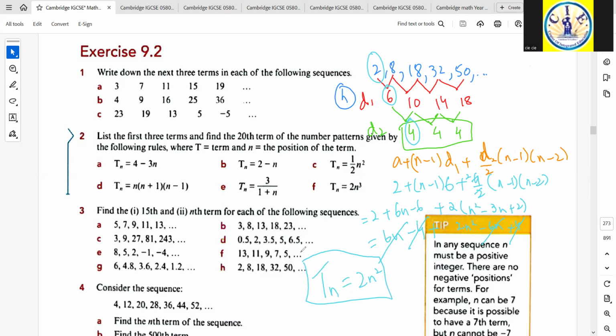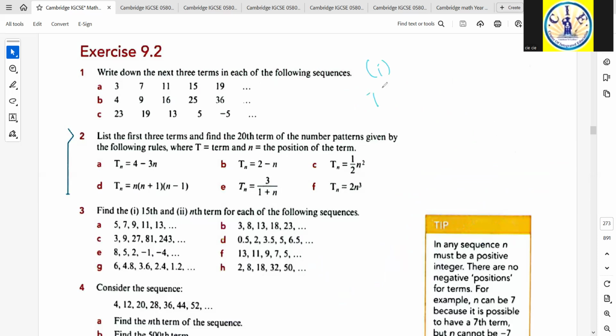Once we have got its nth term, now we can easily find its 15th term. That will be 2 times 15 raised to power 2. 15 raised to power 2 means the square of 15, and that is to be multiplied by 2. So its answer will be 450. So this is how we had to do these parts.